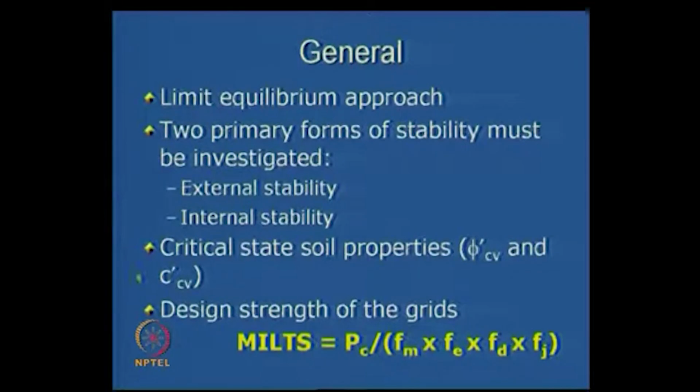Essentially CV means constant volume strains, and the design strength of the geogrids is what the company gives as a property. Say, for example, we have seen one example where it is 50 kilonewton per meter, and then you have various partial factors, like FM, the manufacturing factor, environmental factor, damage factor, and all that. All these factors are there, one can use them, and then finally you should just use this as a design strength.